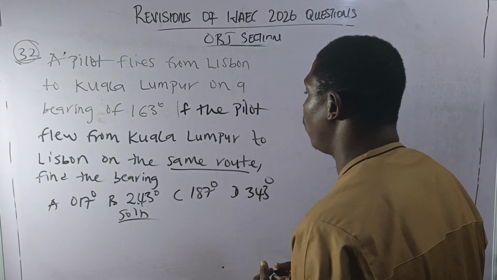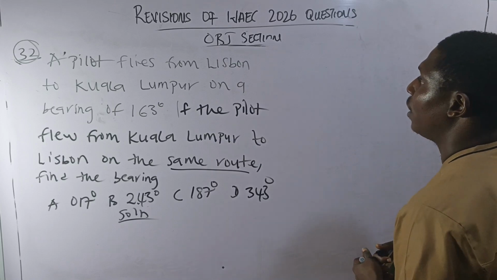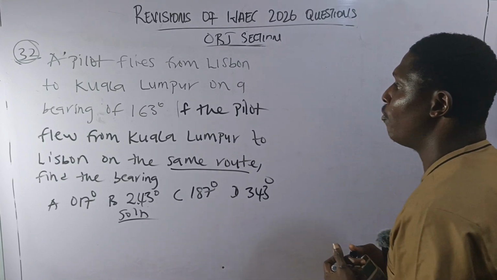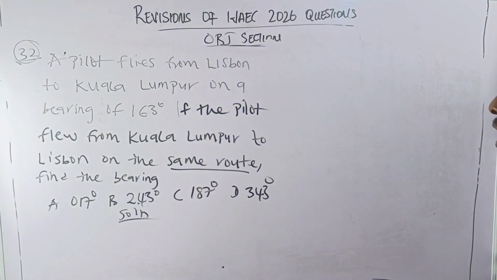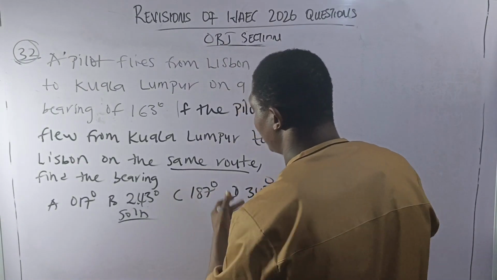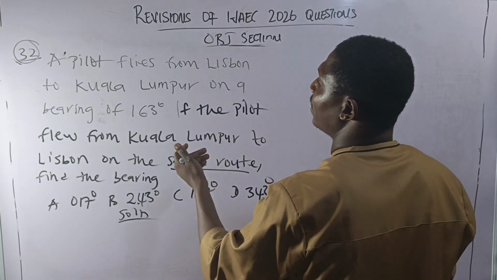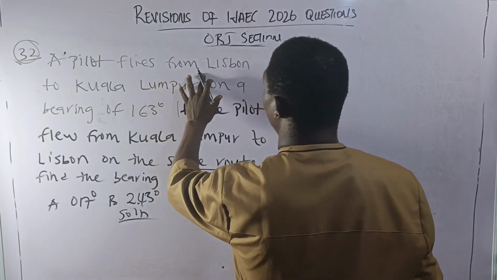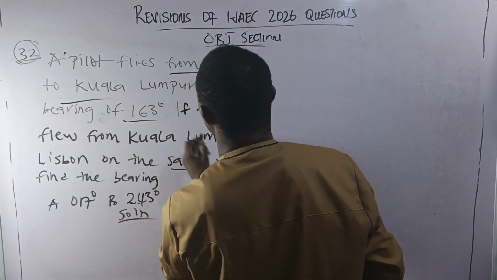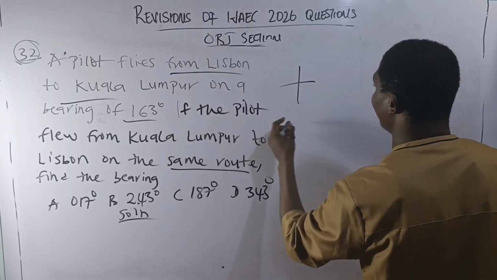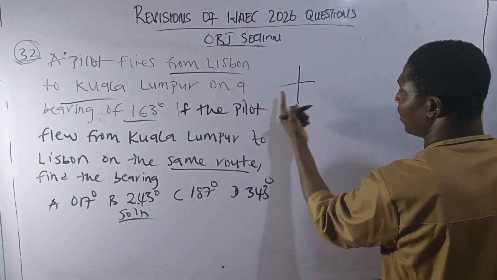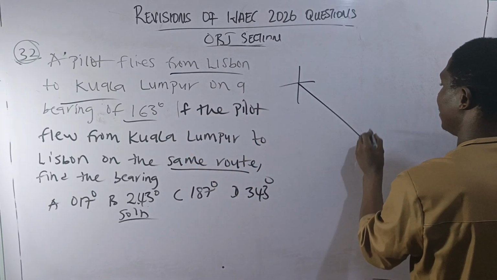So it's talking about the back bearing. We've done bearing completely. I'll advise you to go and see the videos. You gain a lot. But what this is trying to tell you is a reverse bearing. Why? It says a pilot flies from Lisbon, and this is the bearing. This is 163 degrees. 163 degrees is greater than 90, but less than 180. So it should be here.